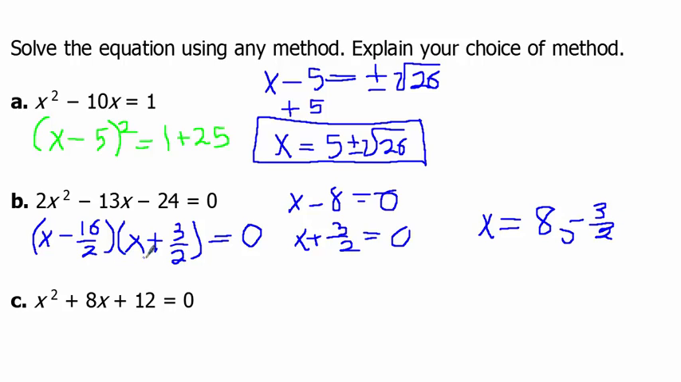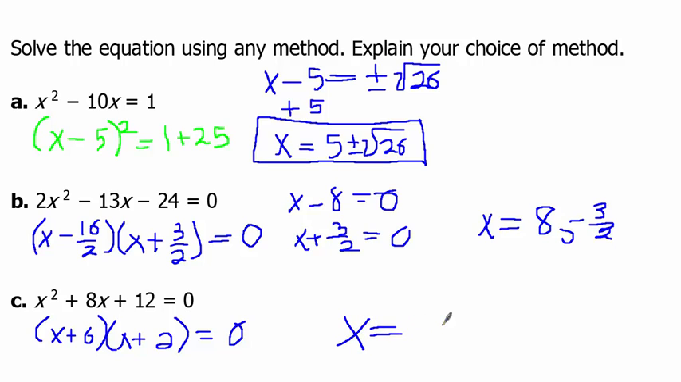Again, I didn't see a whole bunch of steps here. Do I have factors of 12 that add to get me 8? If I have those, I'm going to go straight to factoring, and that's going to be positive 6 and positive 2. And setting each of those equal to 0, x is going to be negative 6 and negative 2.